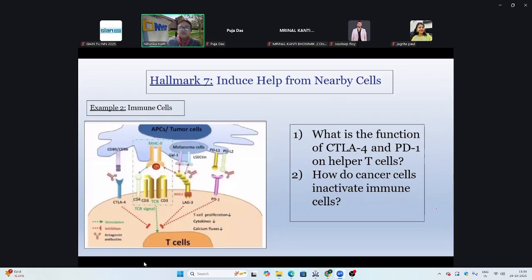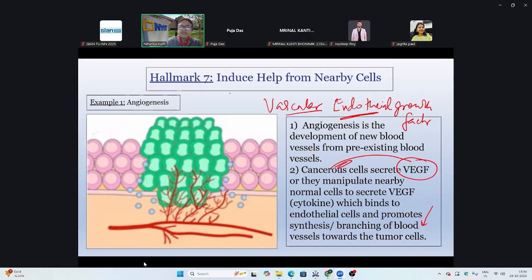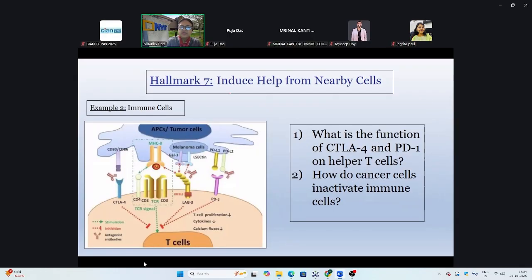And next is the tumor microenvironment, the immune cells. How do the cancer cells take the help? From here, the cancer cells took the help of blood vessels, and here the cancer cells are going to take the help of the immune cells. And don't be worried about this big picture here.